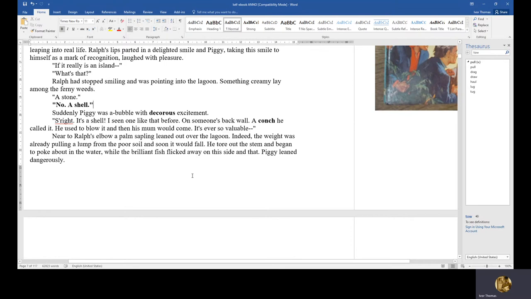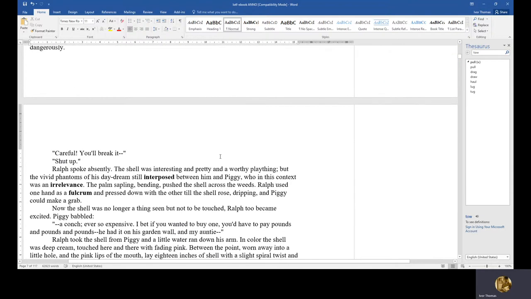What is it? A stone? No, a shell. Suddenly, Piggy was a bubble with decorous excitement. That's right, it's a shell. I seen one like that before, on someone's back wall. A conch, he called it. He used to blow it, and then his mum would come. It's ever so valuable. Near to Ralph's elbow, a palm sapling leaned out over the lagoon. Indeed, the weight was already pulling a lump from the poor soil, and soon it would fall. He tore out the stem and began to poke about in the water, while the brilliant fish flicked away on this side and that. Piggy leaned dangerously.